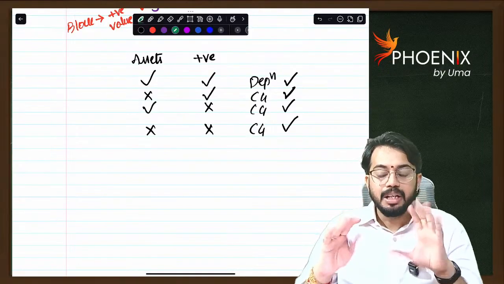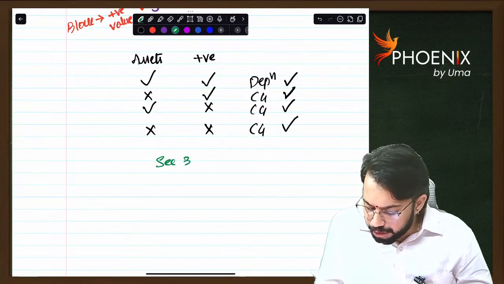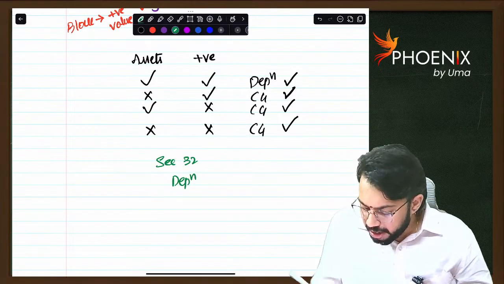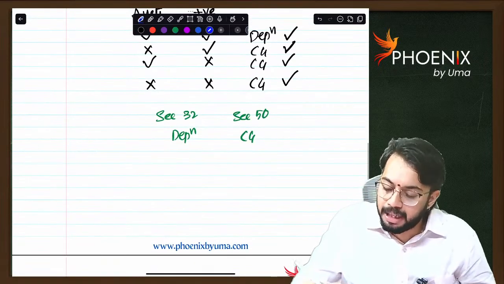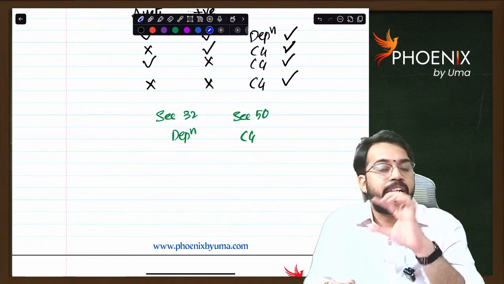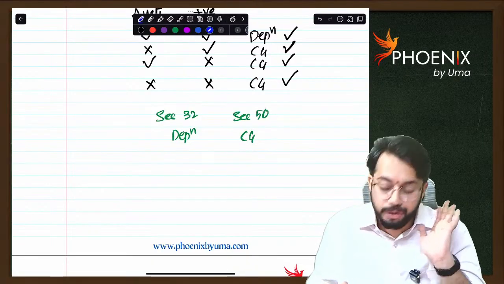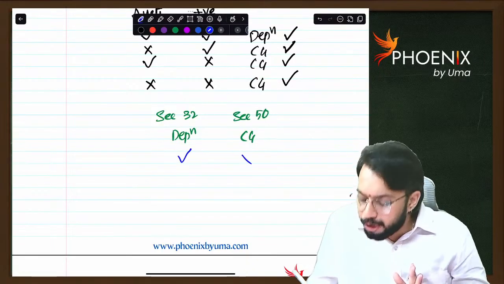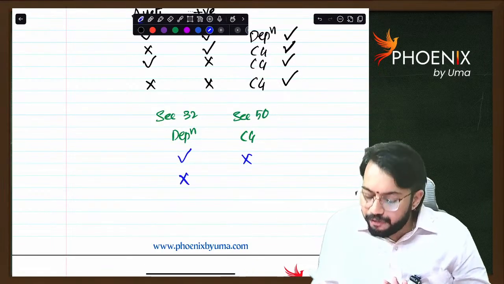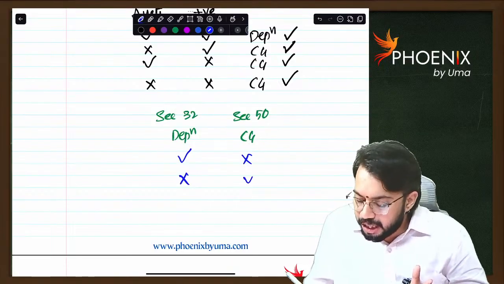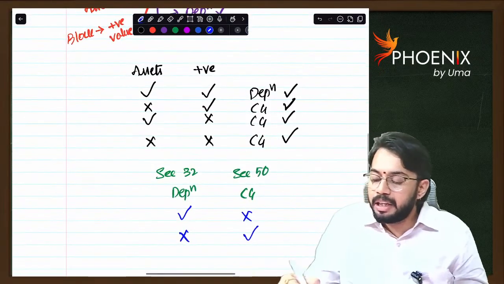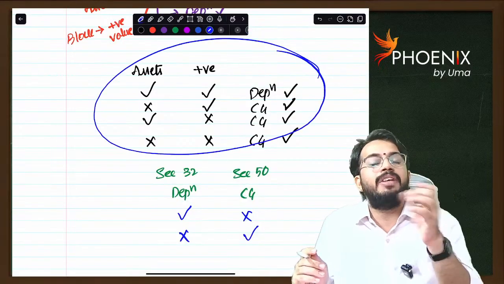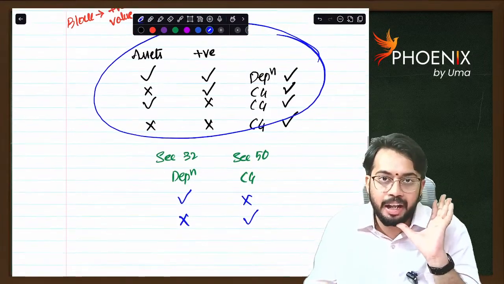Very simple. Section 32. Section 32 speaks about depreciation. Section 50, it speaks about capital gains in case of depreciable assets. Section 32, Section 50, both are mutually exclusive. If you calculate depreciation, you cannot calculate capital gains. Whenever you do not calculate depreciation, then you are going to calculate capital gains. Are you able to understand? See, these four cases along with examples I have discussed already.